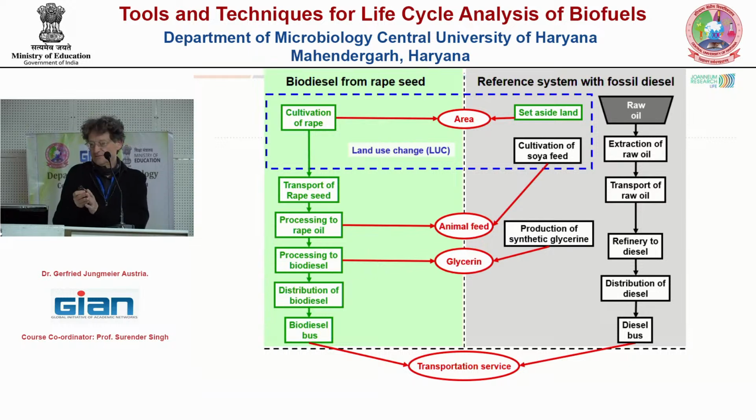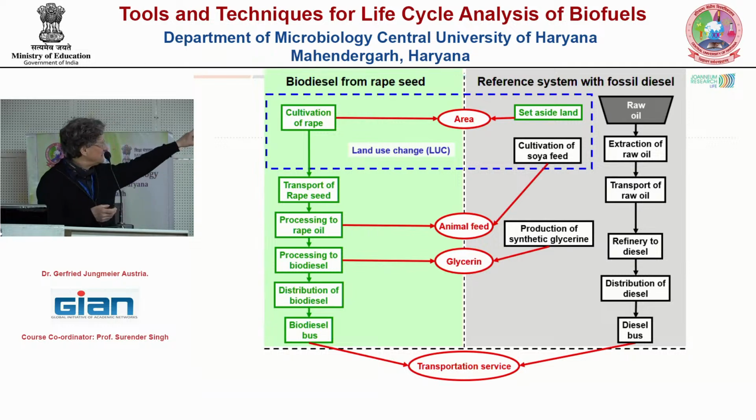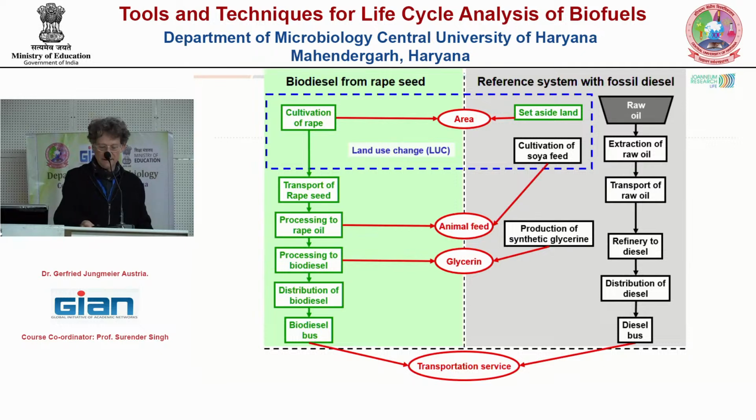Yeah, that would simplify that picture a little bit, because then you don't need these reference uses of the glycerin and the animal feed on the right hand side, because you just subtract, or you just give the energy weighted part of the emissions for the biodiesel on the left hand side. That makes the LCA a little bit simpler, so to say, which is also okay.